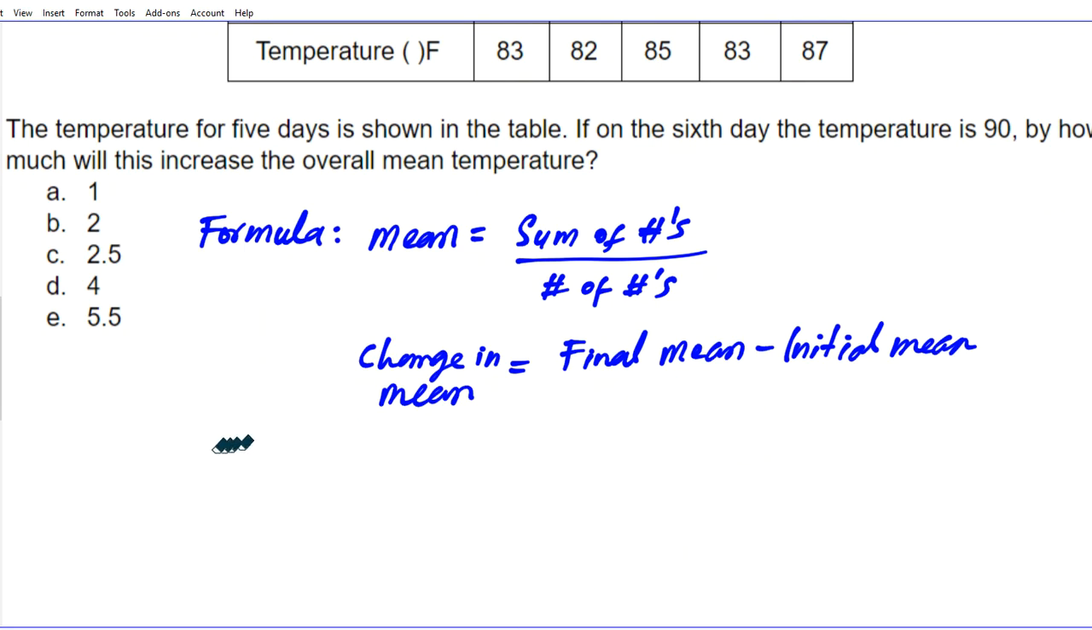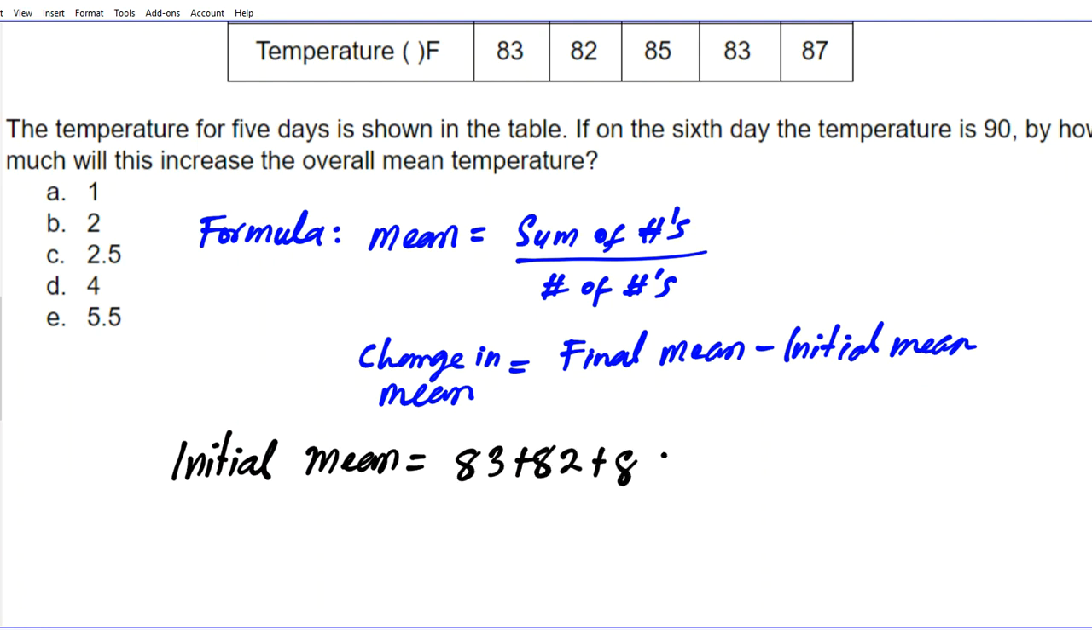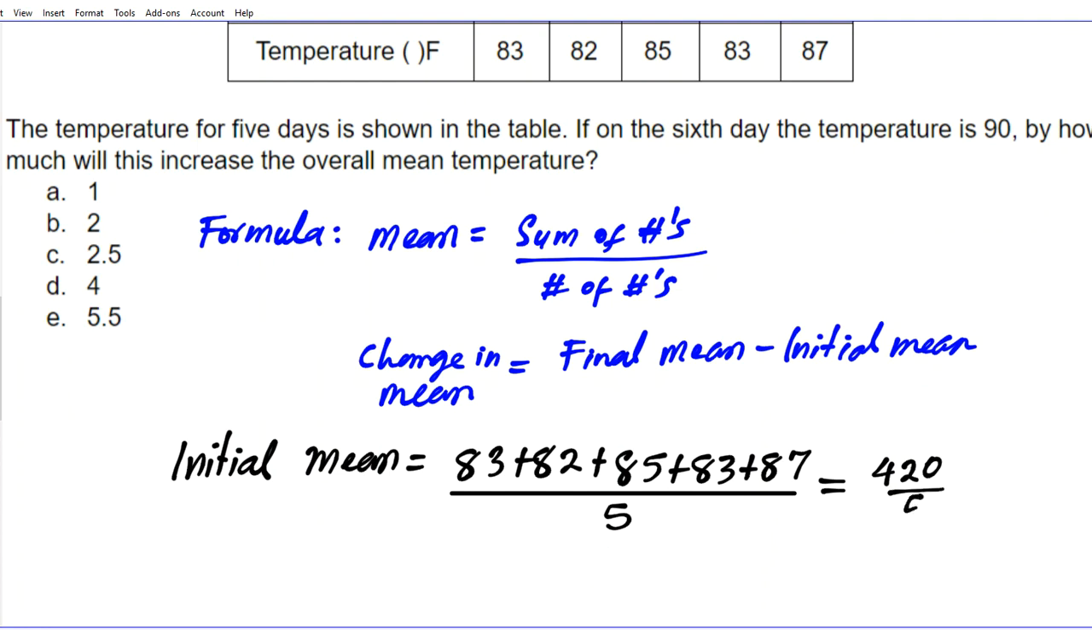Alright, so let's go ahead and find the two means. We'll start with the initial mean, which is before you added the additional number. So the initial mean is going to be 83 plus 82 plus 85 plus 83 plus 87, and then divide that by the number of numbers initially, which is 5. If you add up all these numbers with your calculator, you get 420. If you divide that by 5, you will have 84. So that's the initial mean.